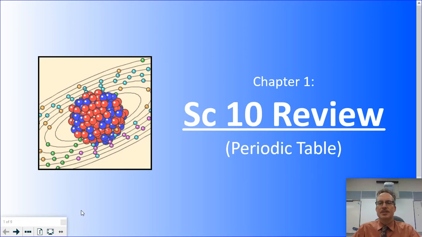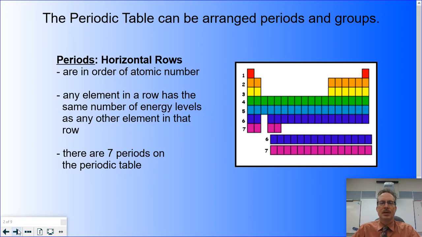Good morning, Chem 20s. Our lesson today is another review lesson, this time on the periodic table. The periodic table can be arranged into periods and groups. Periods are the horizontal rows that go across your table. As you can see from the diagram, there are 7 periods on the periodic table.